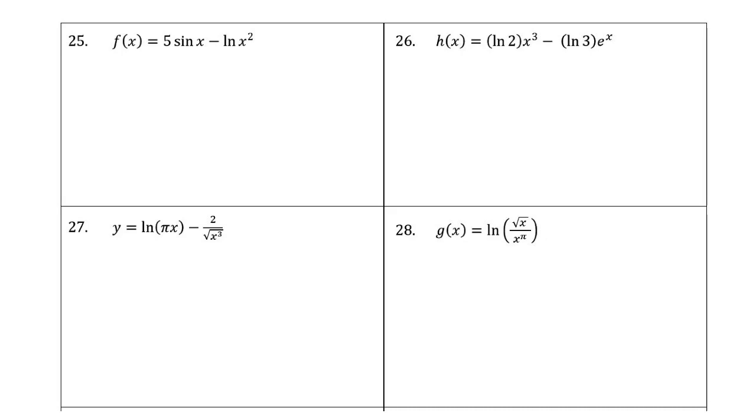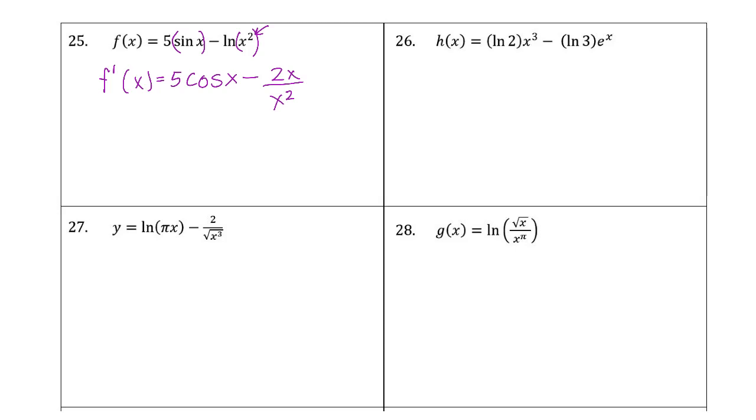Okay, so for number 25, again, think of this as separated, and 5 is that coefficient. And then here we have our stuff. So f prime at x is going to be 5 cosine x minus stuff prime back over stuff. You're welcome to leave it like that.